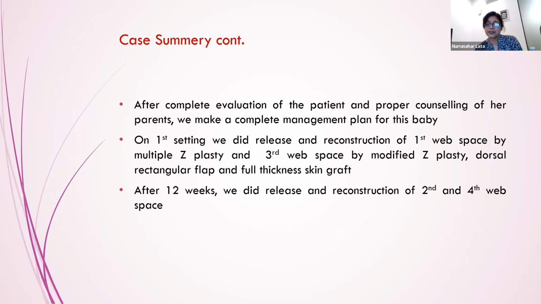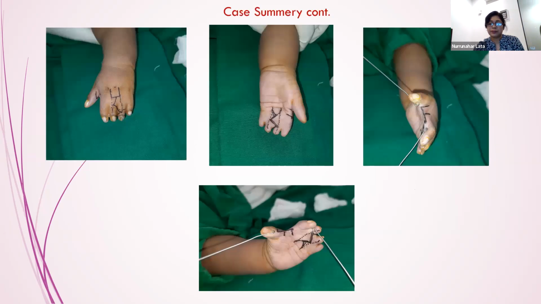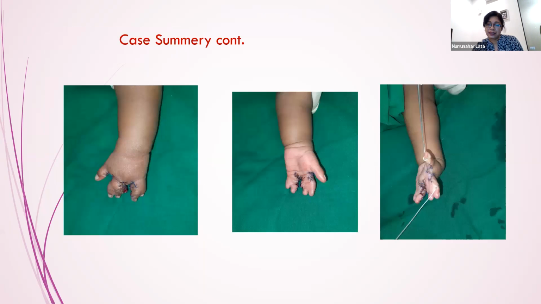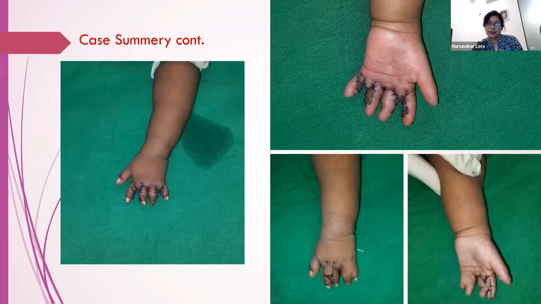And after 3 months, we do the second operation, release and reconstruction of the second and fourth web space by dorsal rectangular flap and full thickness graft. Here are pictures of our planning. This is the first stage and this is the second stage.